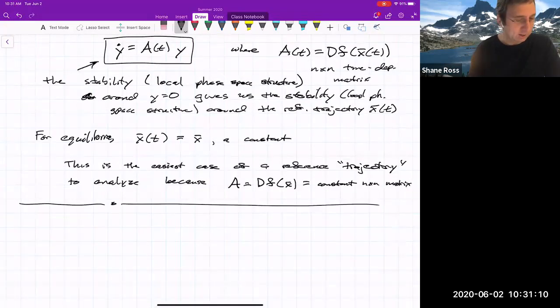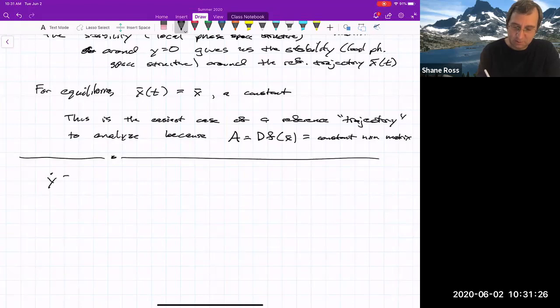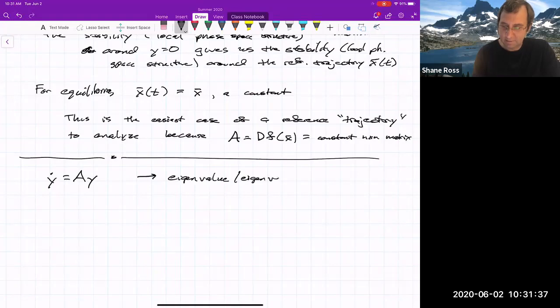Okay. So I think what I'm writing next will be review. We did this in the first half of advanced dynamics at some point, right? So if you want to understand the dynamics for y under y dot equals A y, you do an eigenvalue, an eigenvector analysis of the matrix A.